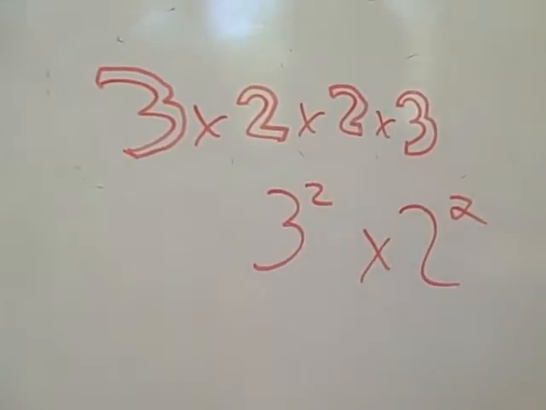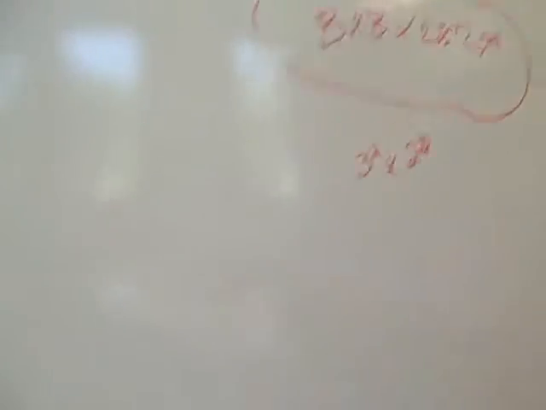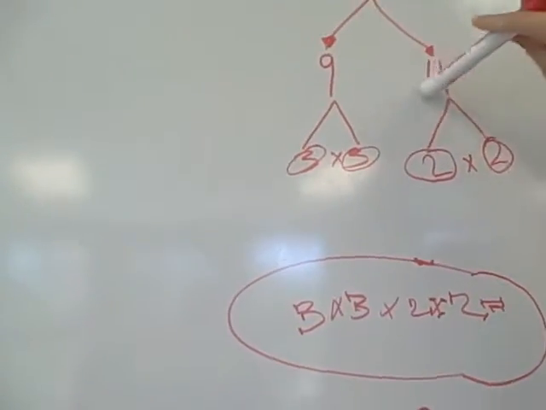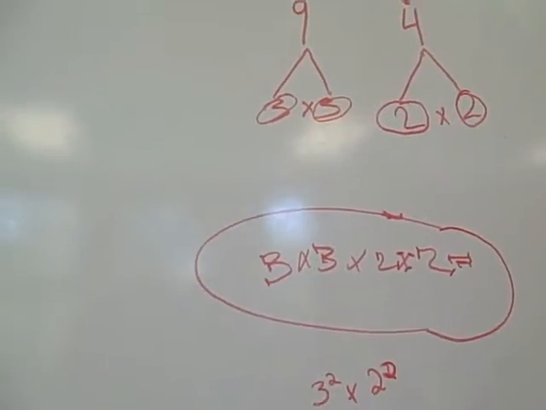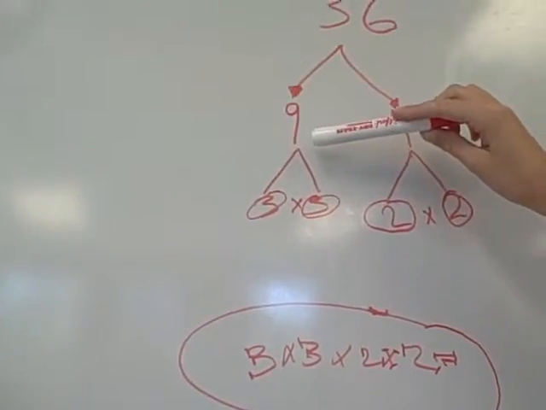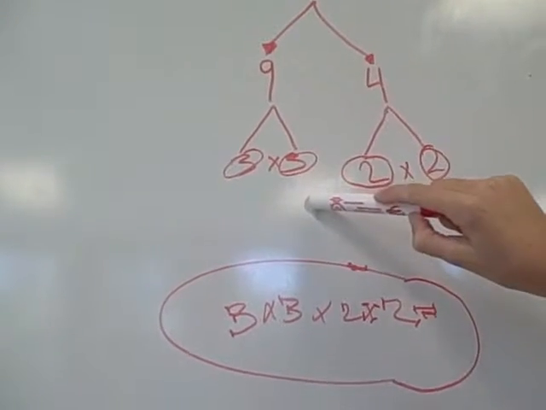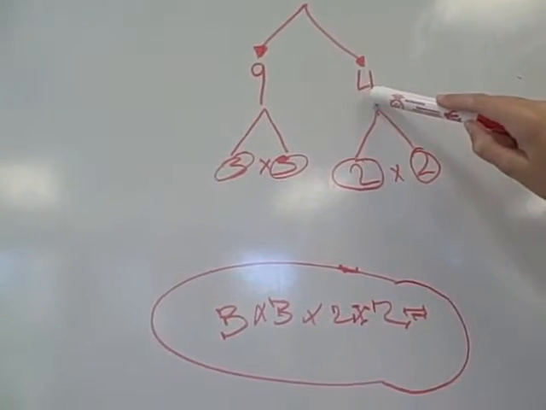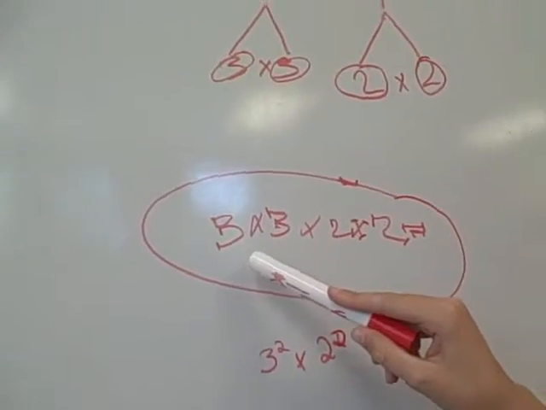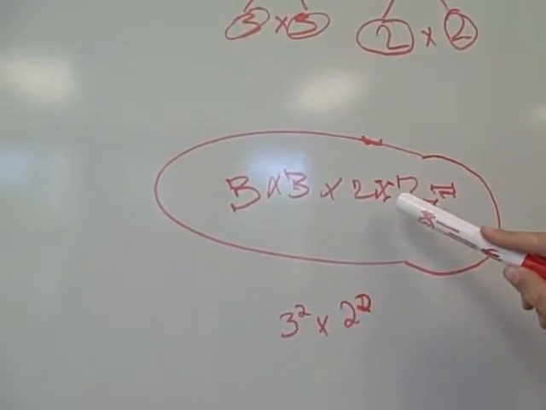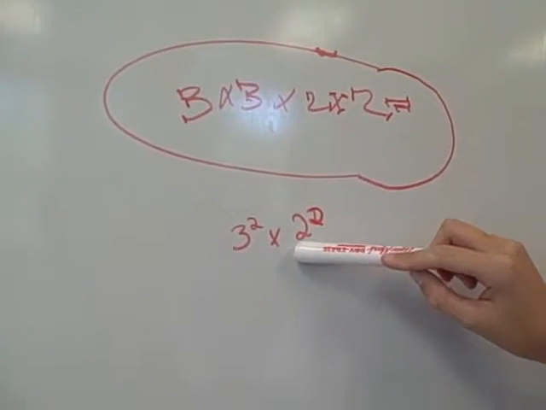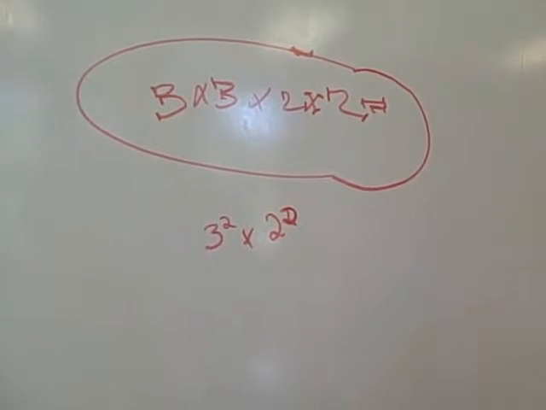Okay, scoot back. Tess, explain yours. First, I did 9 times 4, which equals 36, and I didn't circle them because those weren't buzz numbers. Then I did 9, and it led down to 3 times 3, and then I did 4, and it led down to 2 times 2, and then we had to do 3 times 3 times 2 times 2 equals 3 to the second power times 2 to the second power. That was really, really good.